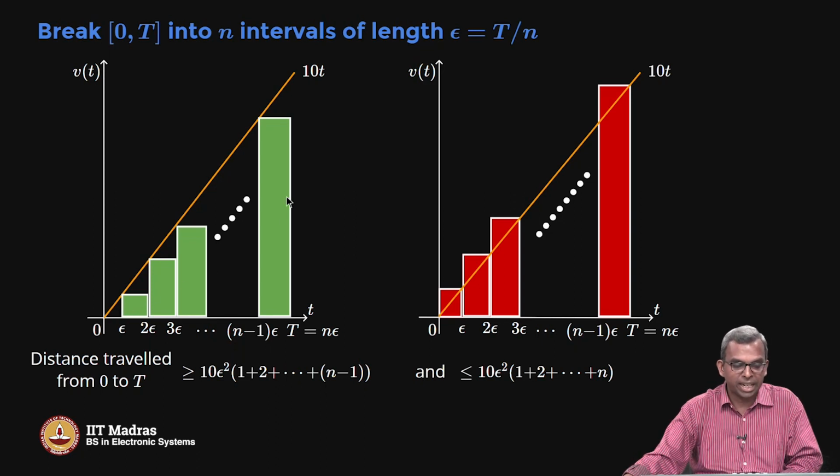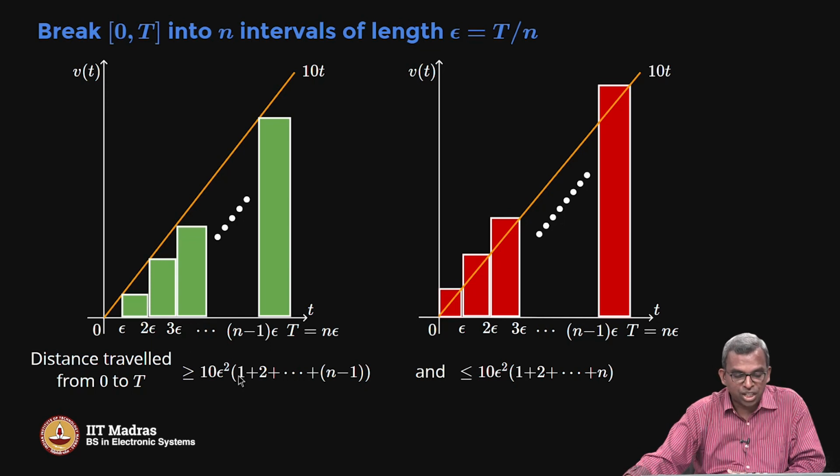I'll again have my green areas, and the green areas will be 10 epsilon squared times 1 plus 2 plus so on till n minus 1. Okay, and the red areas which give me an upper bound will be 10 epsilon squared into 1 plus 2 plus so on till n. Okay, these things are very easy to see why this will be true. See, right, this is epsilon. So this height is 10 epsilon. 10 epsilon into epsilon is 10 epsilon squared. So this is 10 epsilon squared into 1. Likewise, this one is 10 epsilon squared into 2. Okay, easy enough calculations. You get 10 epsilon squared into 1 plus 2 plus so on till n minus 1. Then 1 plus 2 plus so on till n.